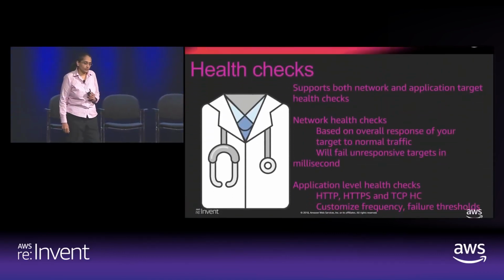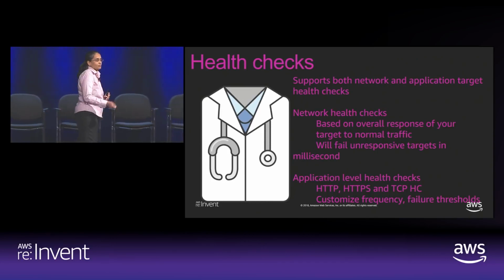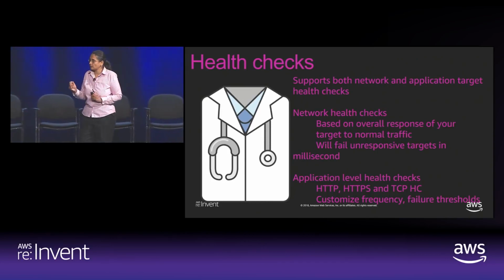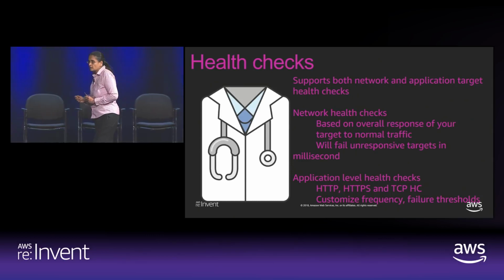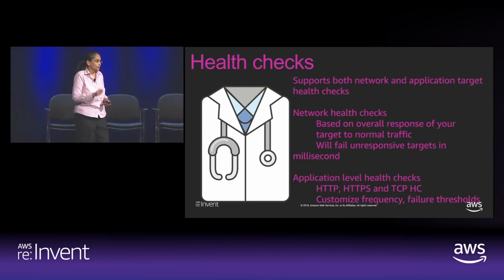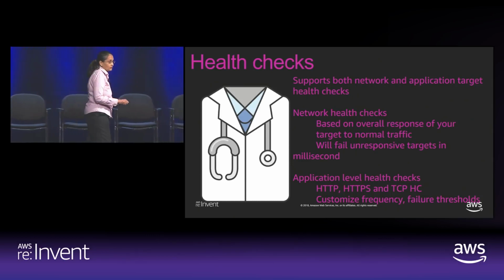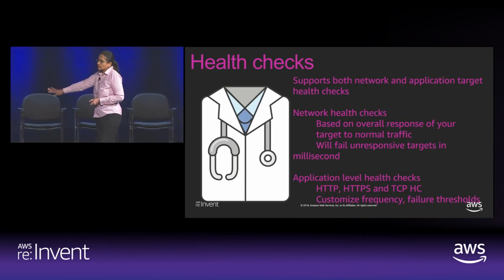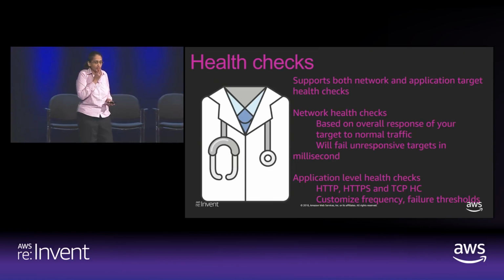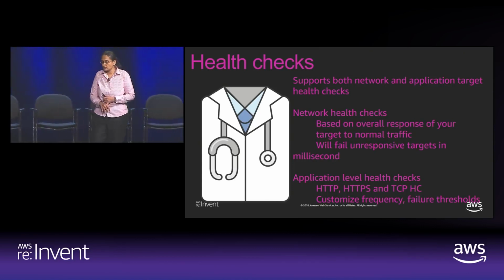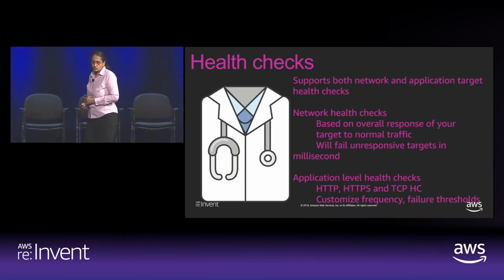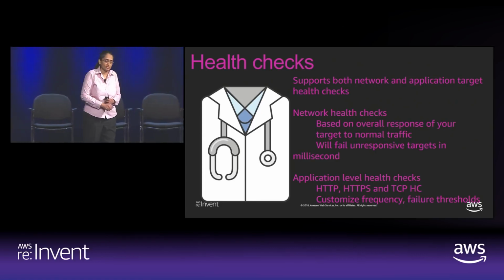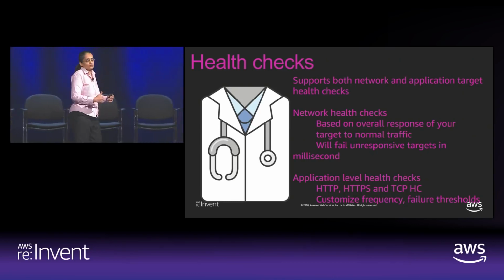So let's get into the availability model. Just like the application load balancer, network load balancer also supports health checks. But one additional thing on the network load balancer is a network health check in addition to the application health checks. The application health checks work exactly like on the application load balancer. You can configure HTTP or TCP health checks, and you can customize the frequency and the failure threshold.